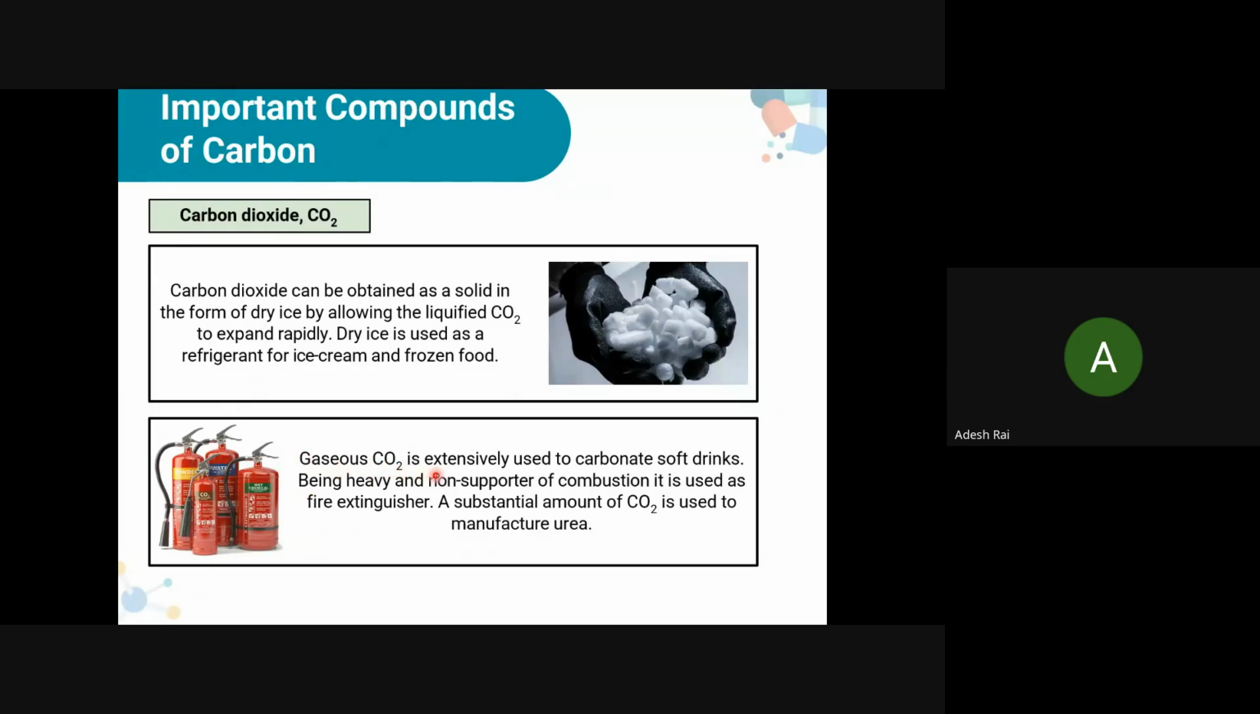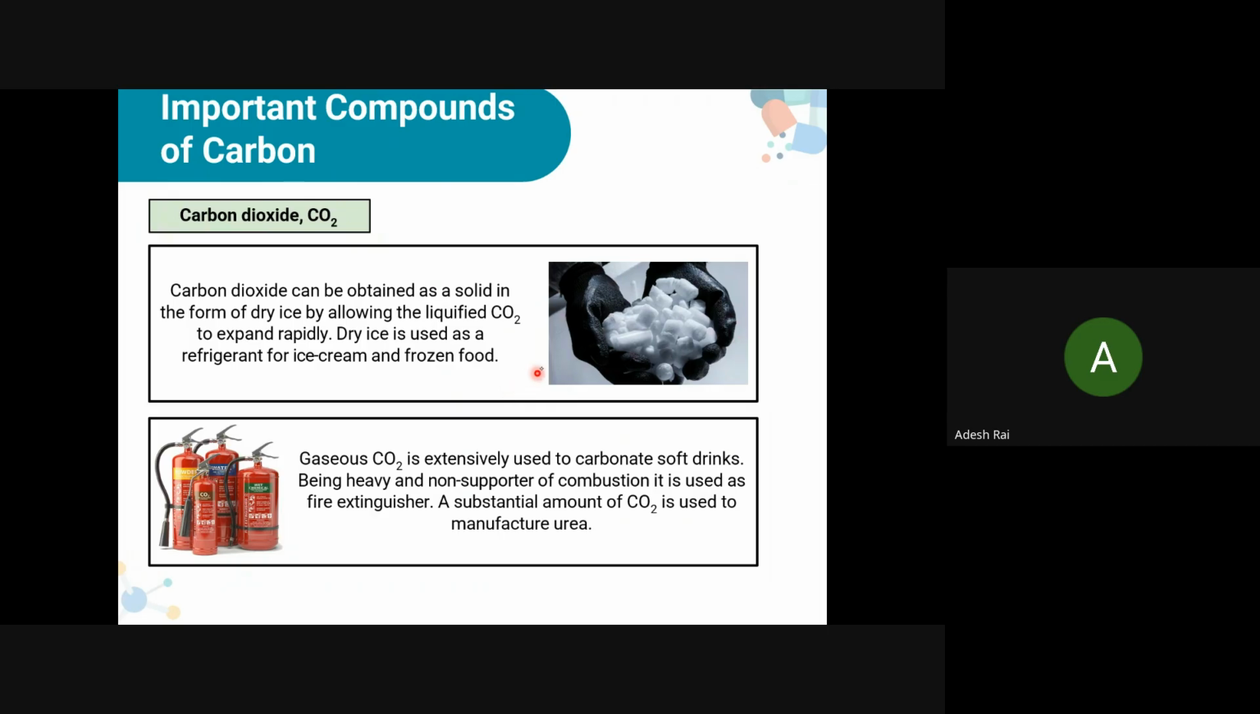So gaseous CO2 is extensively used to carbonate soft drinks. That is one of the applications that we already discussed. Being heavy and non-supportive of combustion, it is used as a fire extinguisher. A substantial amount of CO2 is used to manufacture urea. That is also one of the cases. So applications of CO2, where can the use of CO2 be seen?